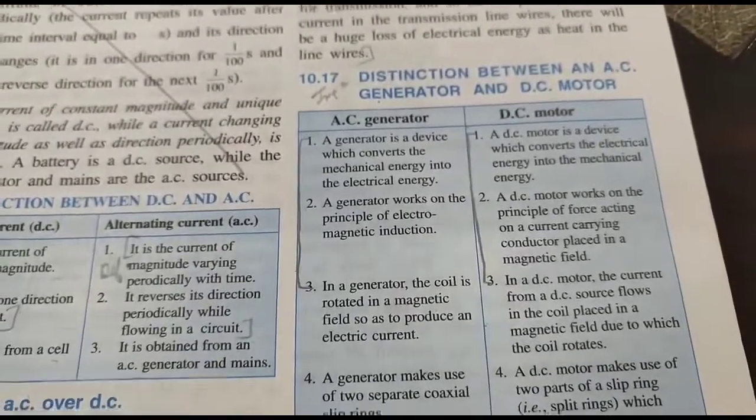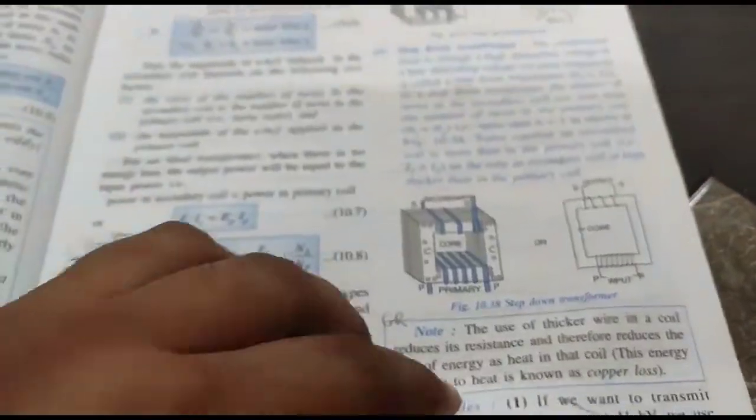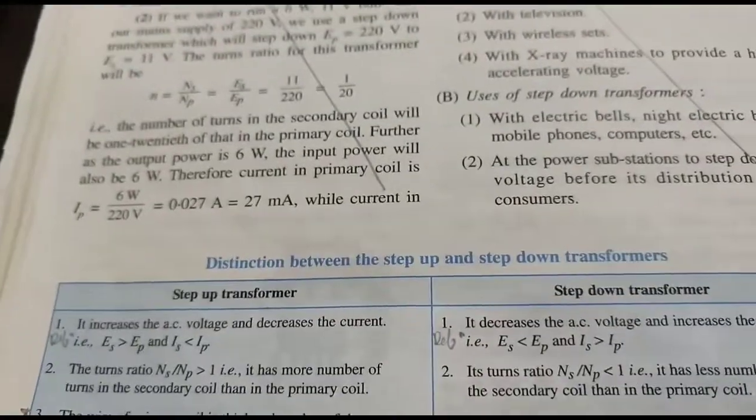Section 10.17 is not there in a reduced syllabus, and 10.18 is not there in a reduced syllabus, and with that the chapter is over.